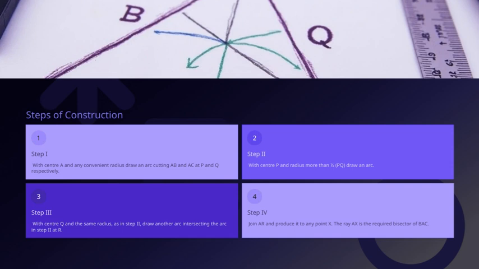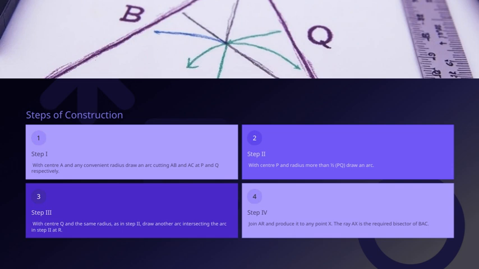Next, we move to step 4. With center P and a radius longer than half of PQ, we draw an arc. This arc helps us establish a reference for our bisector, ensuring accuracy in our construction. Then, in step 2, using center Q and the same radius as in step 2, we draw another arc that intersects the previous arc at point R. This intersection is crucial because it helps us locate points that are equidistant from P and Q.